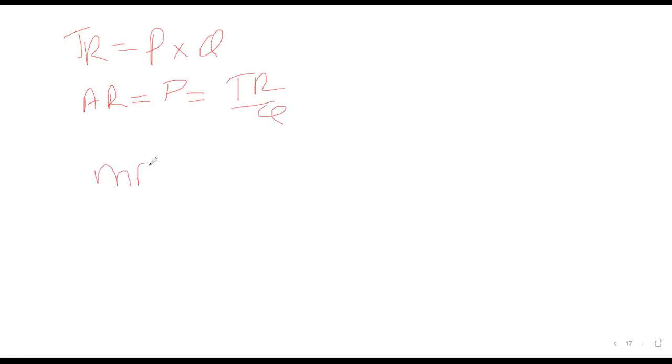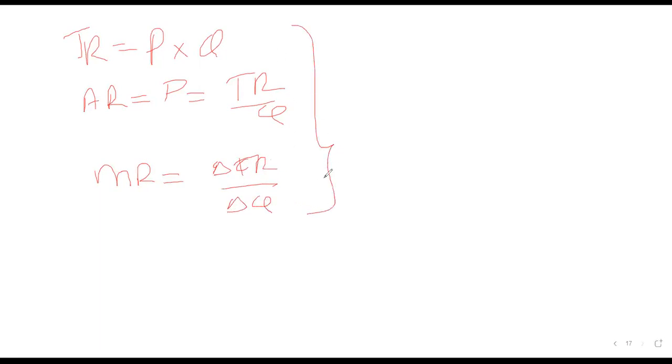Finally, we go to what we call optimization. Total revenue is equal to price times quantity. Average revenue is equal to price, or total revenue over quantity. Marginal revenue is equal to change in total revenue over change in quantity.